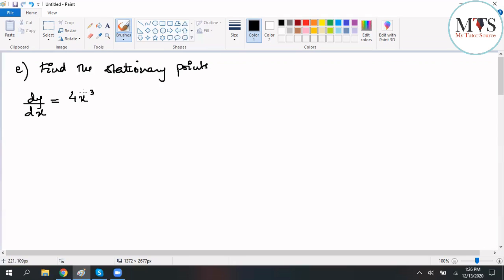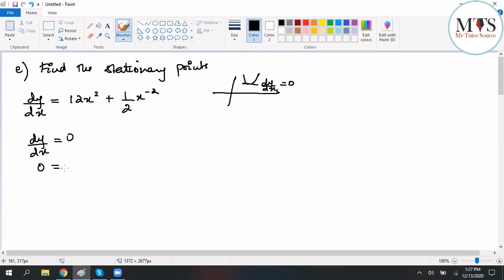Sorry, 12x squared plus 1 by 2 x to the power of negative 2. Okay. So now, whenever they ask us to find the stationary points, they exist at the point where your dy by dx is 0, which is the turning point. So what we do is we equate the dy by dx equation to 0.